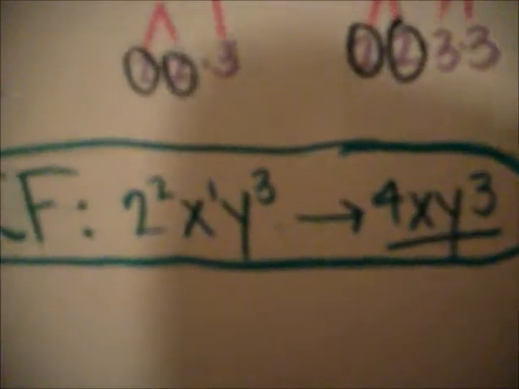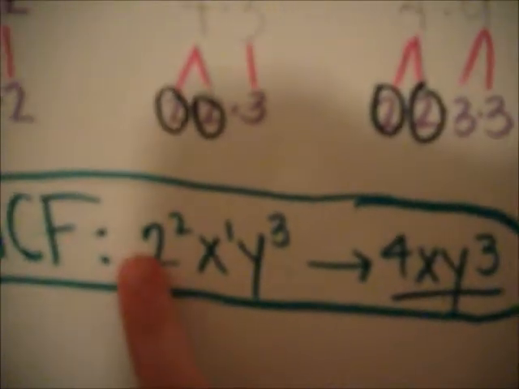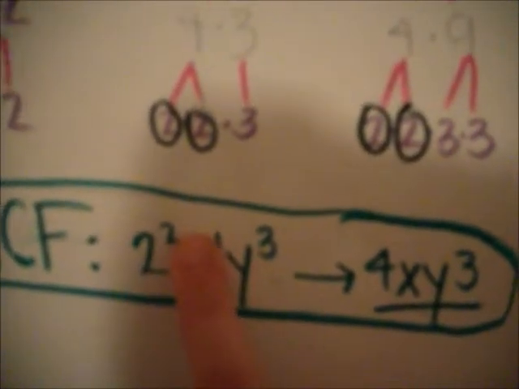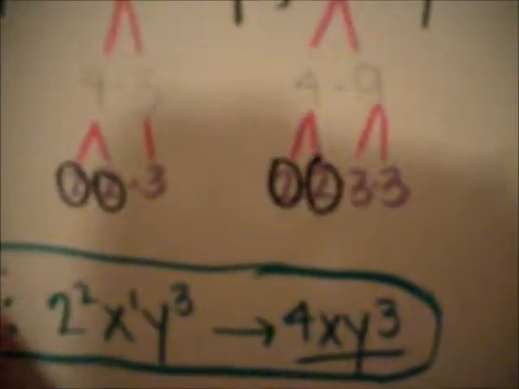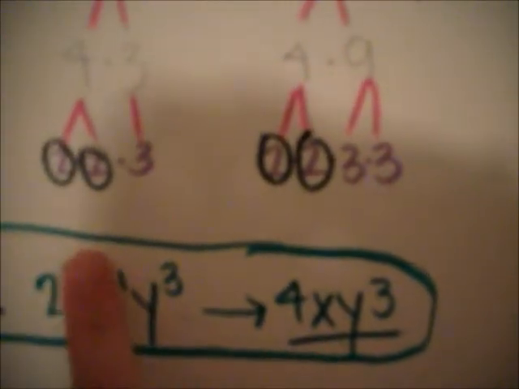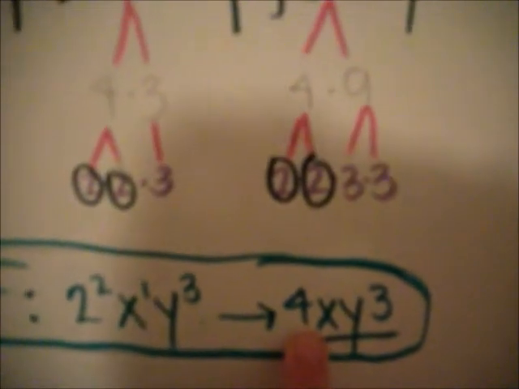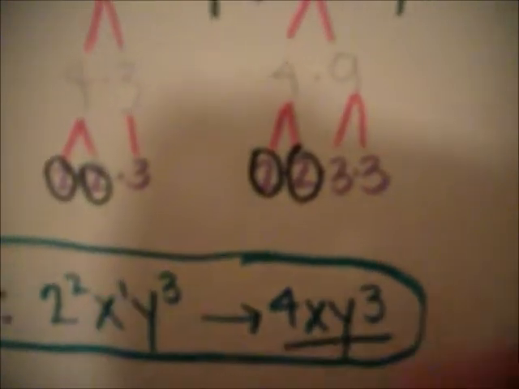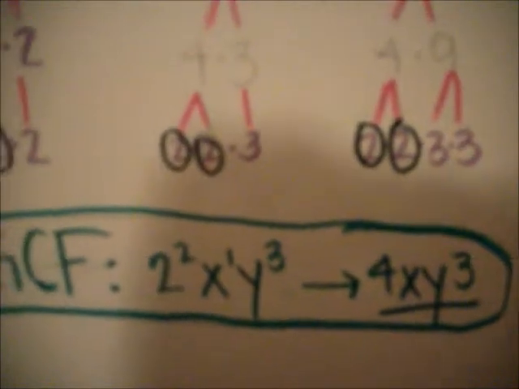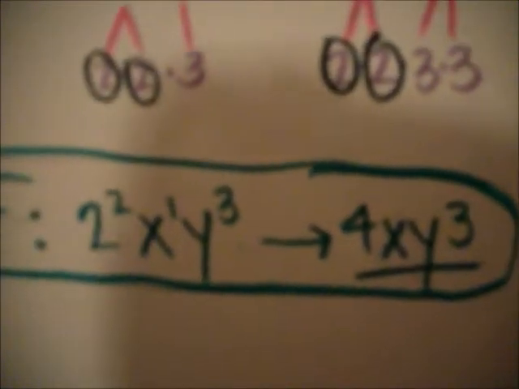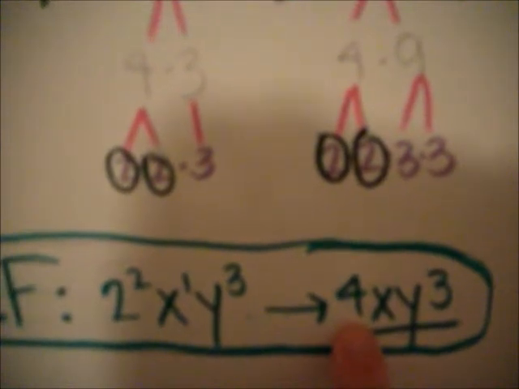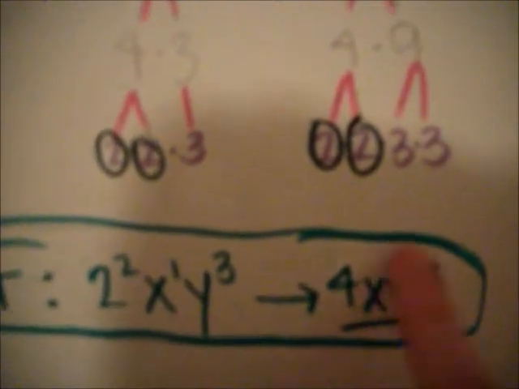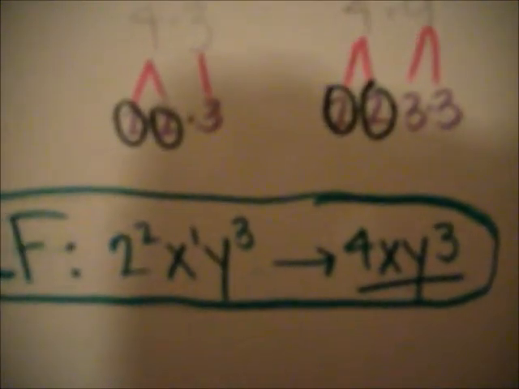Now, we have to simplify it. Don't forget this. When you have a number raised to any power of another number, you have to simplify that out. So, 2 to the second power would be 4. And 1 is common knowledge, it's known. Every variable by itself is always raised to the first power. So, you have 4 times x times y to the third power. And that's your answer.